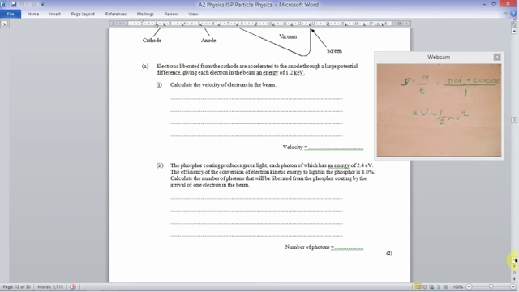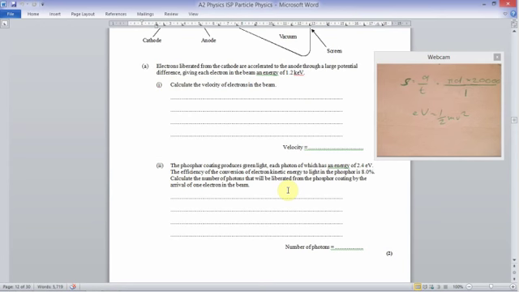So what is the phosphor coating, which produces green light? Each photon has an energy of 2.4 electron volts. The efficiency of the conversion of the electron's kinetic energy to light in the phosphor is 8%. So only 8% of this 1.2 kilo electron volts ends up becoming light. Calculate the number of photons that will be liberated by the arrival of 1 electron in the beam.